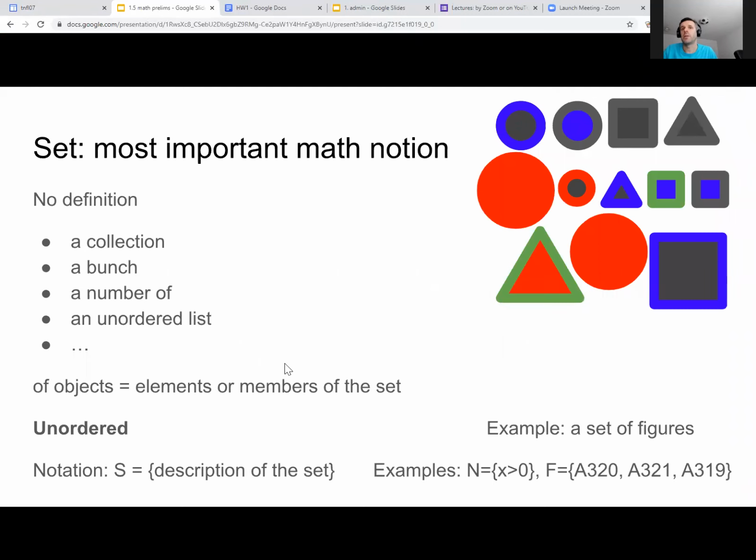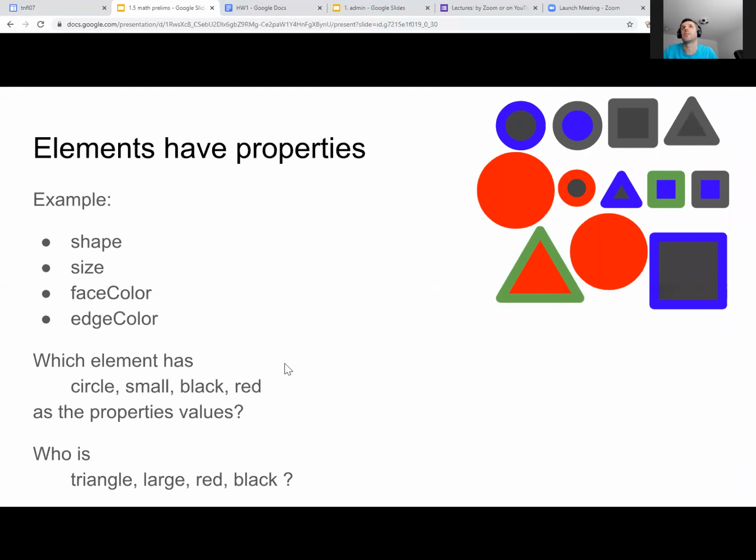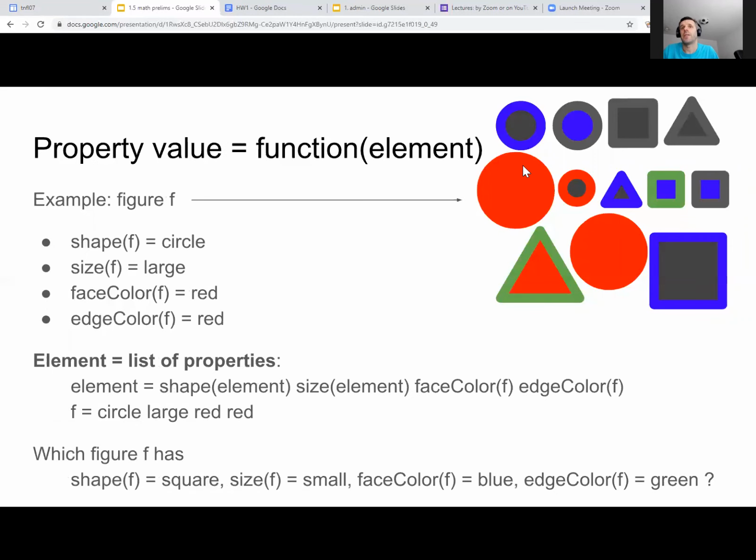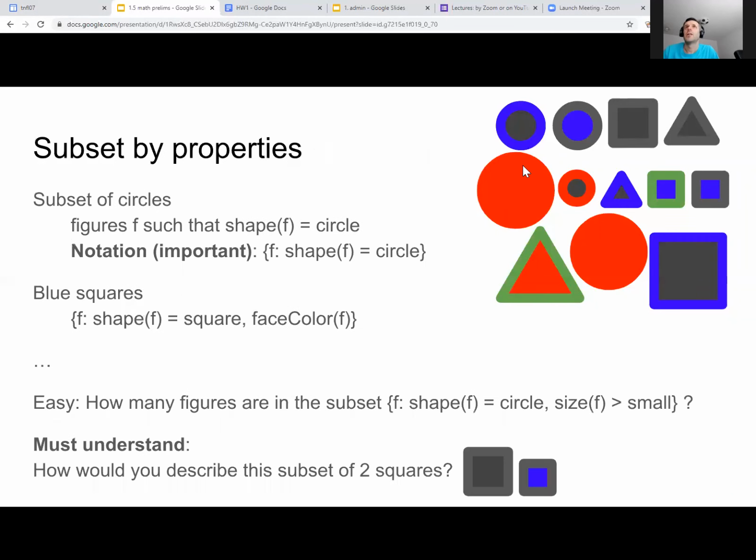But basically, it speaks about sets, saying that, well, we don't define sets, but we nevertheless work with them. It's an unordered collection of elements. And here are some examples of sets, and then examples of properties of sets of elements. As an example of a set, I'm using these geometric figures and some of the properties. And there are some questions that you may want to answer. And then understanding the properties as function of the element, and again, some questions.